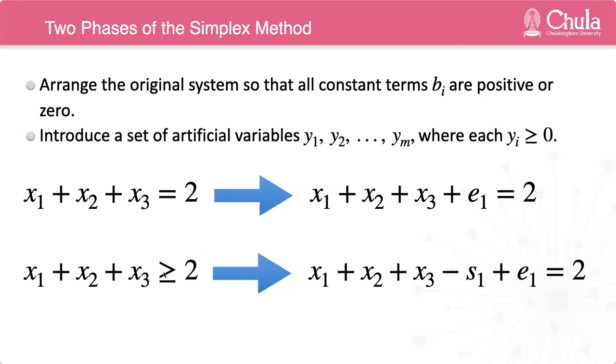No matter whether this is greater or equal, it's all right. Once you have greater or equal, you subtract the slack variable in this constraint, minus S1 instead of plus S1. And at the same time, we need an artificial variable also to handle this greater or equal inequality constraint.